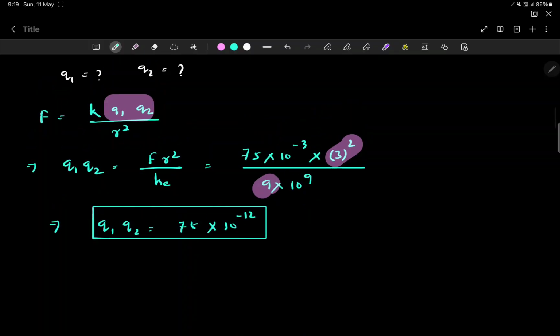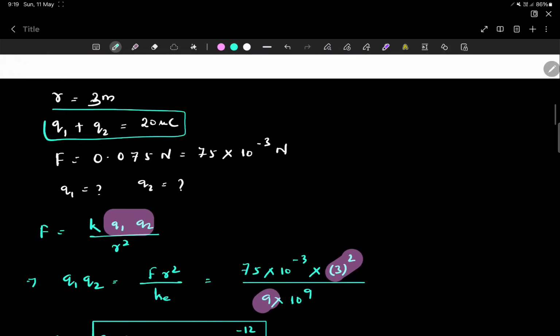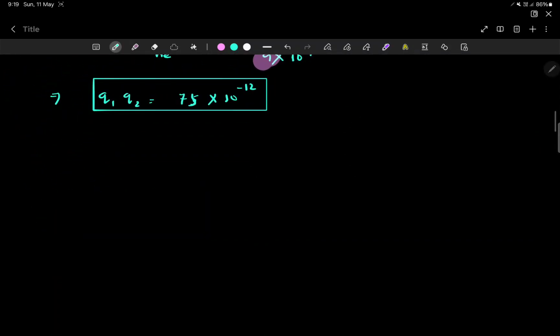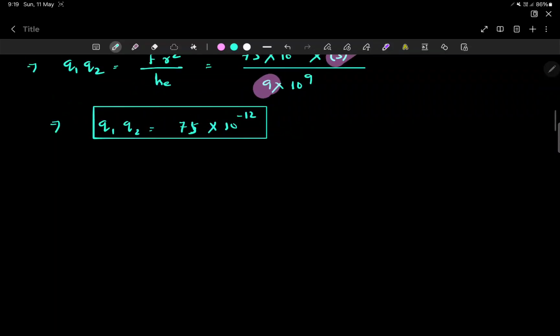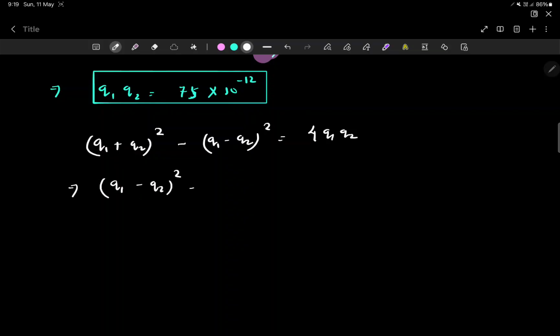This is the value of Q1 into Q2, and in the given question it is given that Q1 plus Q2 is 20 microcoulomb. So finally from this data we can calculate the value of Q1 minus Q2. How? We know one formula: Q1 plus Q2 whole square minus Q1 minus Q2 whole square is equal to 4 Q1 into Q2. A plus B whole square minus A minus B whole square is 4AB. So from this, Q1 minus Q2 whole square is equal to Q1 plus Q2 whole square minus 4 Q1 into Q2.